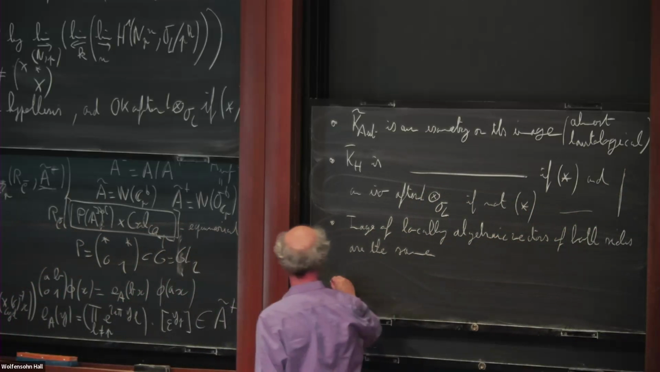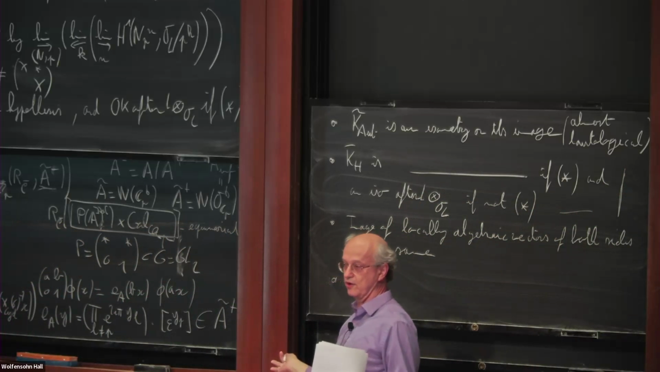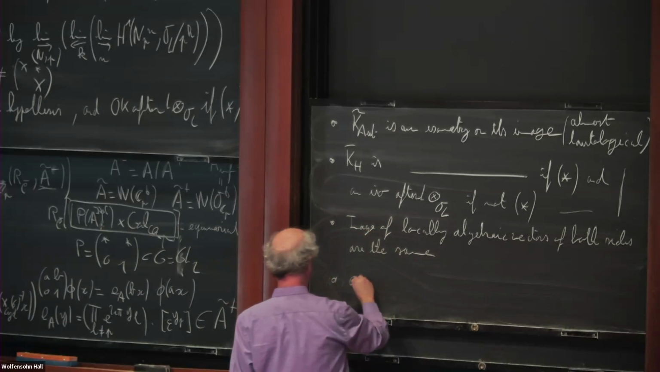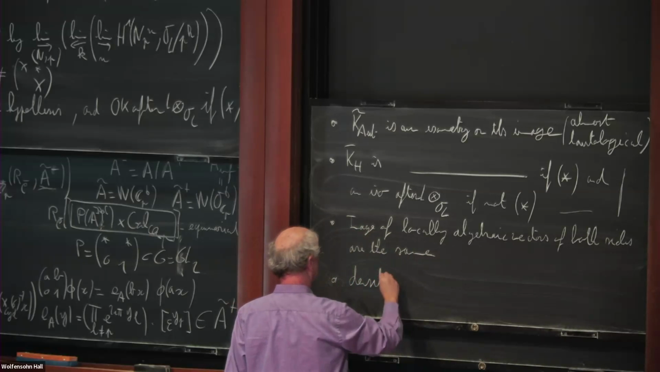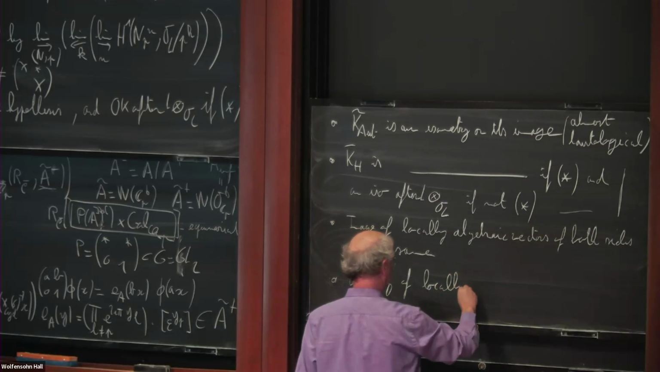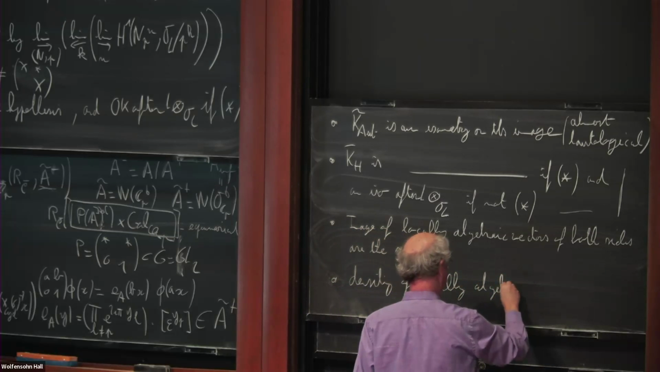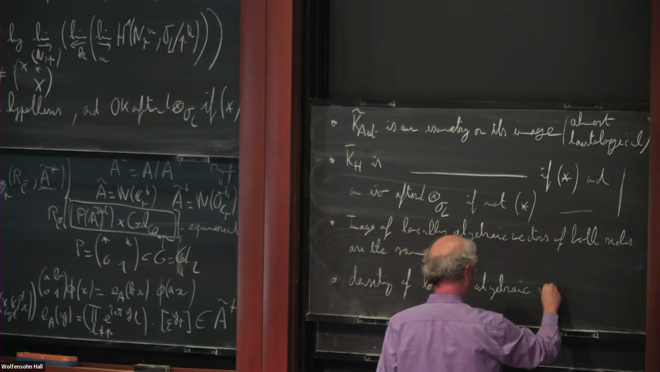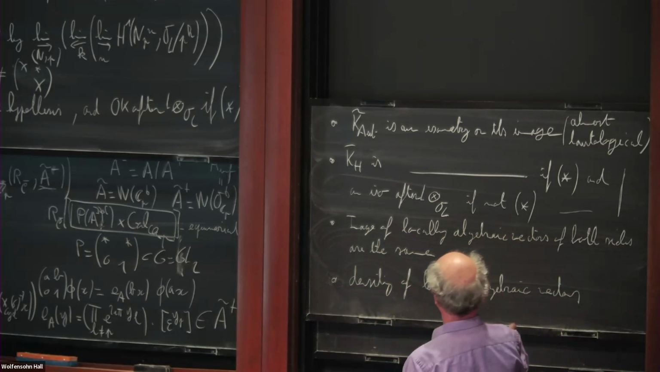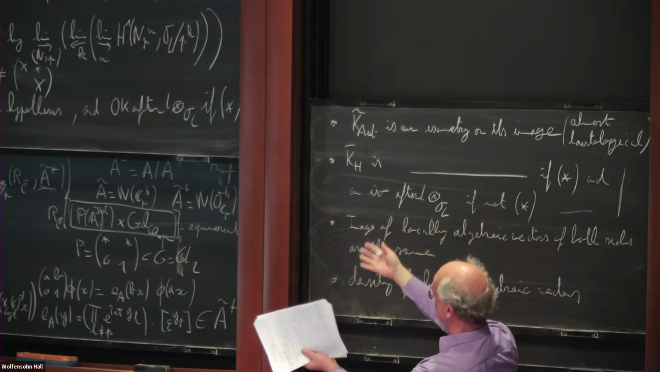And finally, what you use is the fact that these locally algebraic vectors are dense on both sides. And you use density of locally algebraic vectors. So once you have these four ingredients, then you have the theorem.